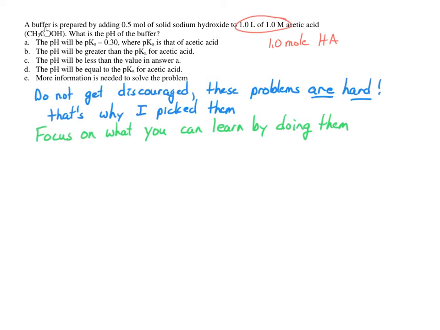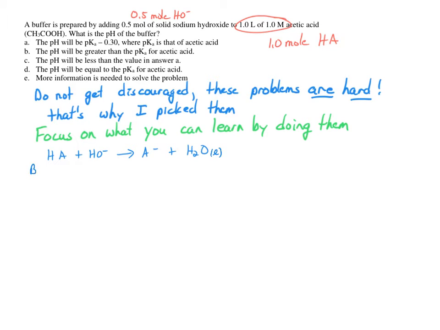In this problem, we're told that we're making a buffer. We start with 1 mole of a weak acid, acetic acid. It's a weak acid, and we're going to add half a mole of a strong base. So our chemical equation, what happens? We have a weak acid and a strong base. It's going to react completely to generate the conjugate base of our weak acid and liquid water.